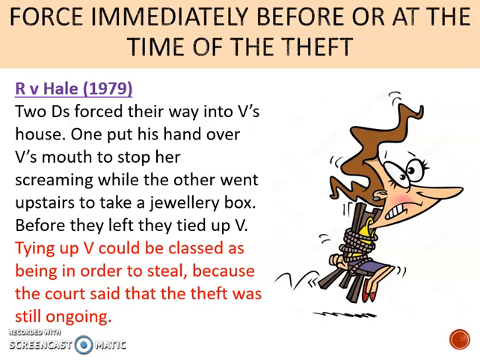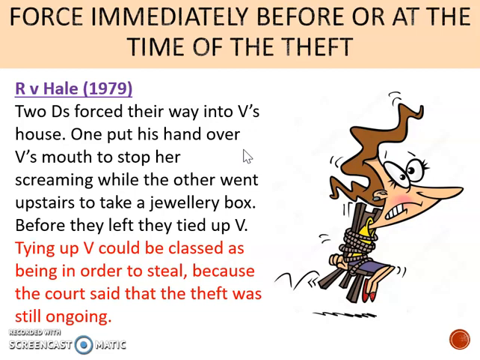two defendants who forced their way into the victim's house. One of the defendants put his hand over the victim's mouth to stop her screaming, and the other one went upstairs to take a jewellery box. And before they left, they tied the victim up. Defendants were convicted of robbery, but they appealed on the grounds that the force came after they'd appropriated the jewellery box, i.e. when they tied her up, they'd already appropriated it, so the force wasn't before or at the time of the theft. And so they were saying that they didn't meet the requirements for robbery.